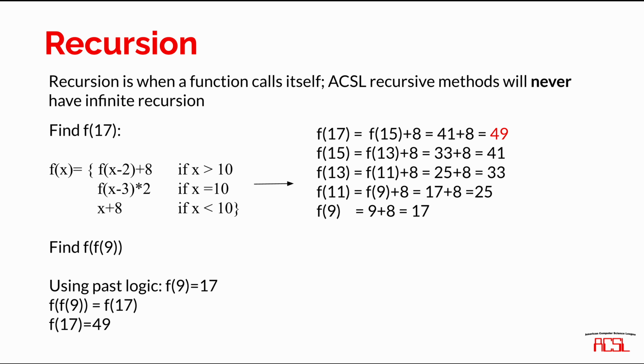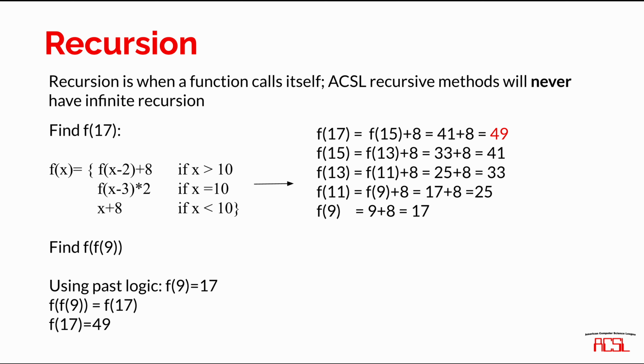The next topic that's going to be covered on ACSL Contest 1 is recursion. Recursion is when a function repeatedly calls itself to get a final result. In ACSL, there's never an issue called infinite recursion, which means that a function will endlessly keep calling itself. You will always get a result back when you're tracing a recursive function. This is very important. So let's go through this first example to see how that works.